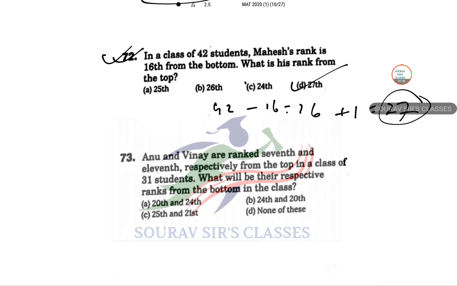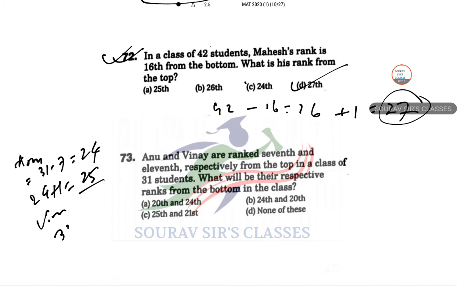Anu and Vinay are ranked 7th and 11th respectively from the top in a class of 31 students. What will be their respective ranks from the bottom? Same style as last time. So according to Anu, we will do it first. For Anu it is 31 minus 7, so 24. So from the bottom what will it be? 24 plus 1, 25. Remember this formula, we will do it correctly. What will it be for Vinay? 31 minus 11 plus 1, so 21. So Vinay's rank will be 21 and Anu's is 25th. C is the answer.